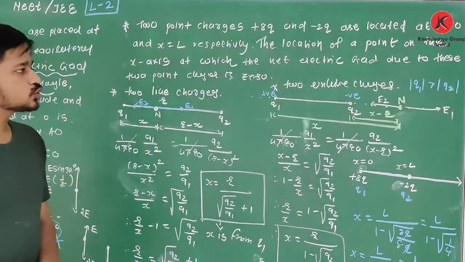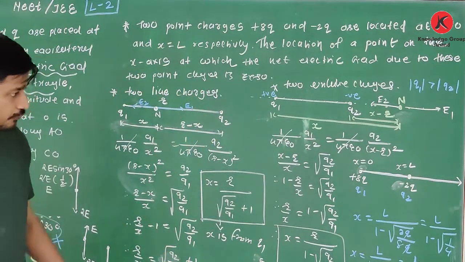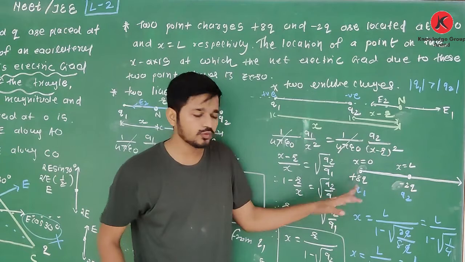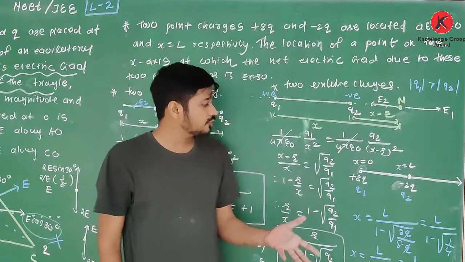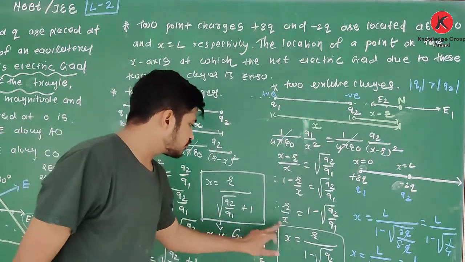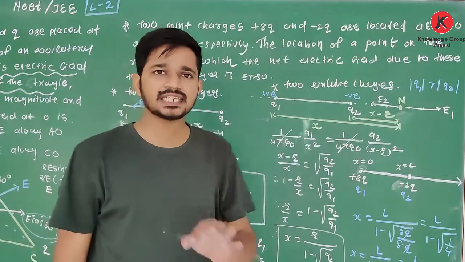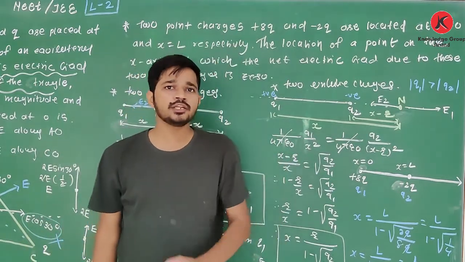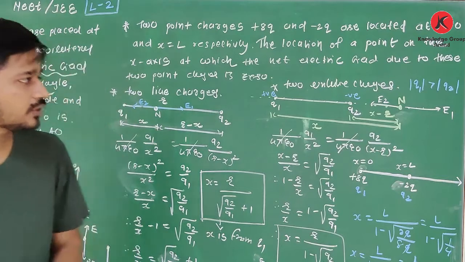So at a distance 2L from 8q, the resultant electric field is 0. So see, if you remember these two equations, you can solve questions in a short time. Clear about this?